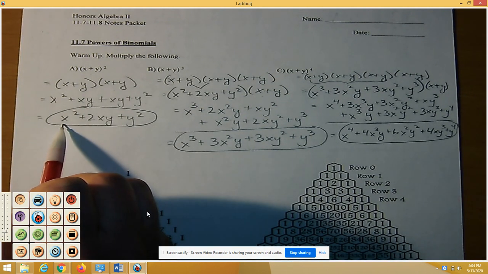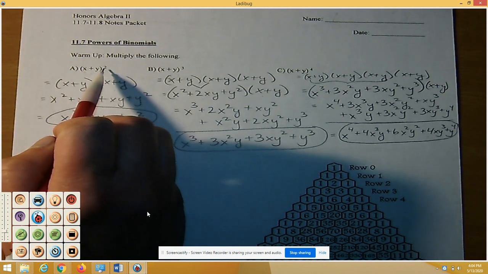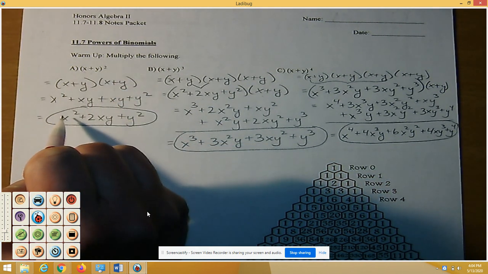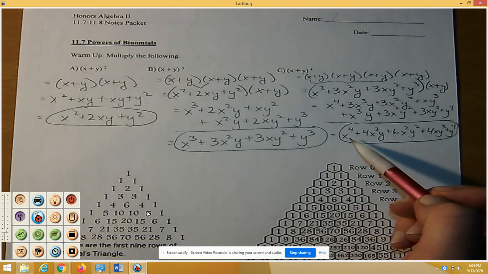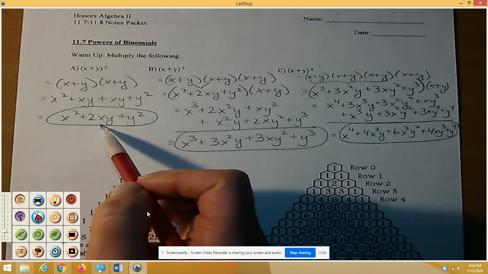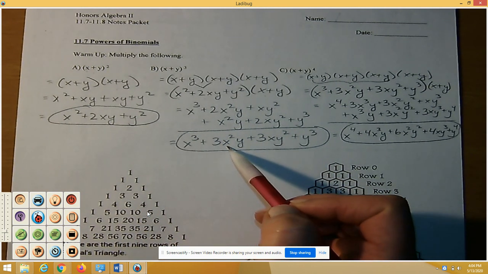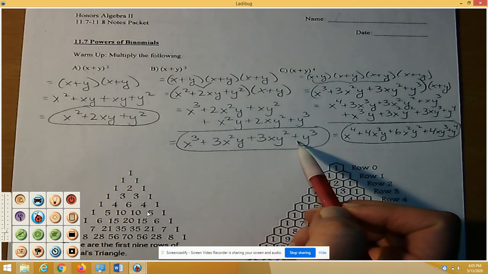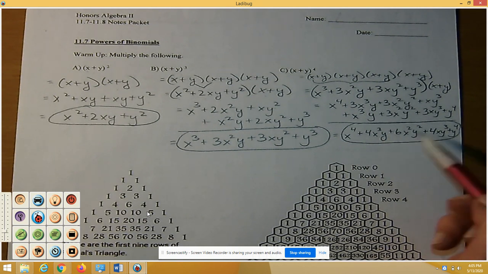First of all, the first term, the x, is going to have the exponent n. So if 2 is n, the first term is x squared, or x to the n. Here it's x to the third. Here it's x to the fourth. The next term is 1 less. So I have x squared, x, and then x to the 0. x to the third, x squared, x to the first, x to the 0. x to the fourth, x to the third, x to the second, x to the first, x to the 0.